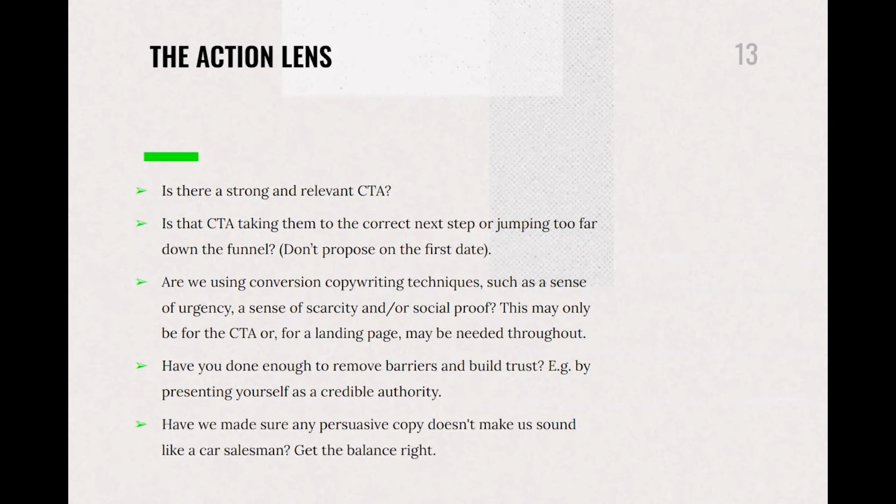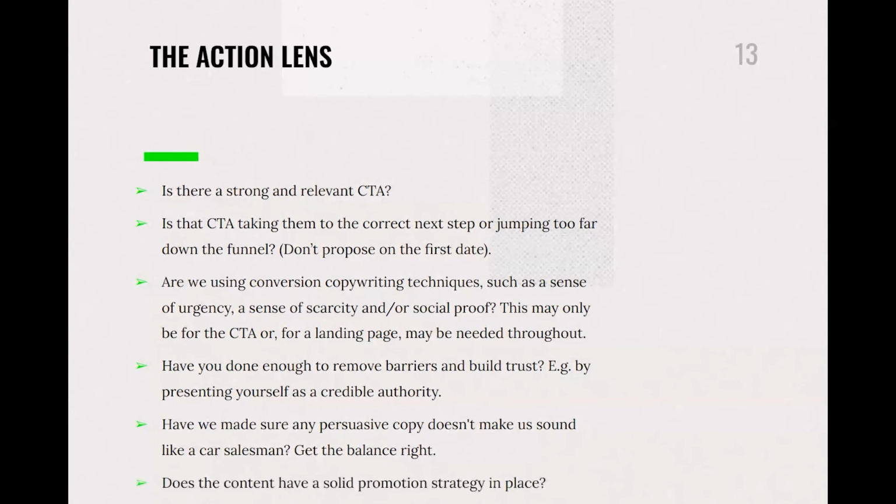Have we made sure any persuasive copy doesn't make us sound like a car salesman? What I'm trying to say is, don't go too far with everything we said. Get the balance right. Don't sound like a 90s car salesman from the US. Use all of these techniques subtly, because people can smell salesmanship a mile off, and it rubs people up the wrong way. So you want to use these techniques within reason and subtly. Like I said, all of these lenses need to be balanced.